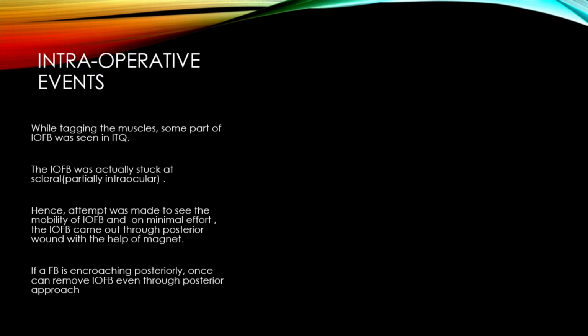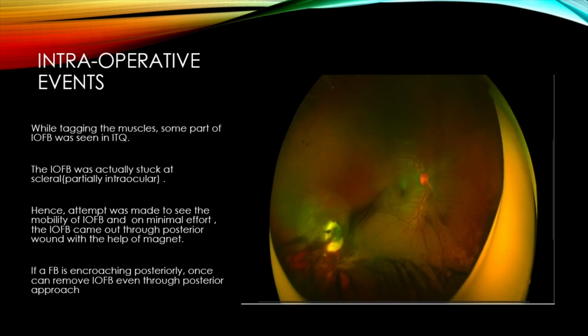But while tagging the muscles, some part of the IOFB was seen in the infratemporal quadrant. The IOFB was actually stuck at the sclera and was partly intraocular. So an attempt was made to see the mobility of the IOFB, and on minimal effort, the IOFB came out through the posterior wound with the help of a magnet. But as the IOFB came out, there was vitreous loss also, and soon the open posterior wound was closed with a suture. Hence, if a foreign body is encroaching posteriorly, one can remove the IOFB even through the posterior approach.